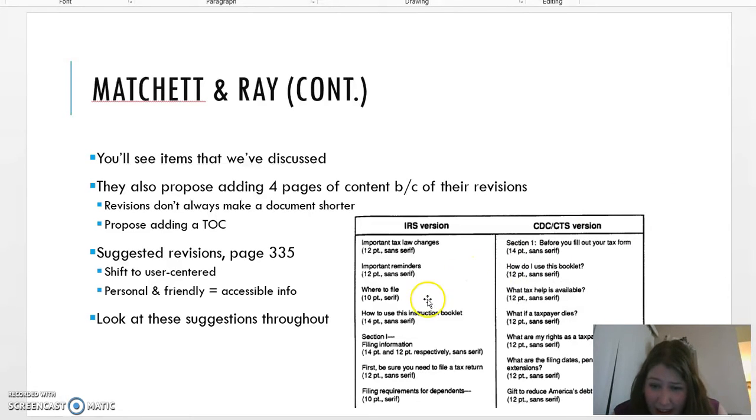And I do want to point out in a couple areas where they change from a serif font to a sans serif font. There's going to be a discussion on typography this week, but a lot of people consider a sans serif font much more informal. So a serif font can be professional and formal and maybe a little rigid, and sans serif fonts are considered a bit more informal, a little bit more relaxed, a little bit more personable, which is what Matchett and Ray are really suggesting here.